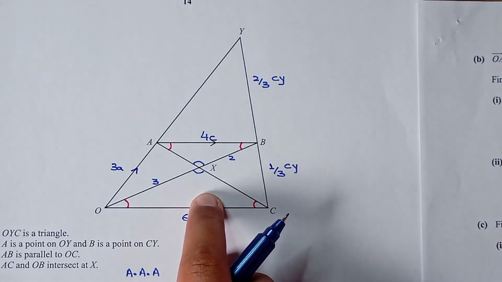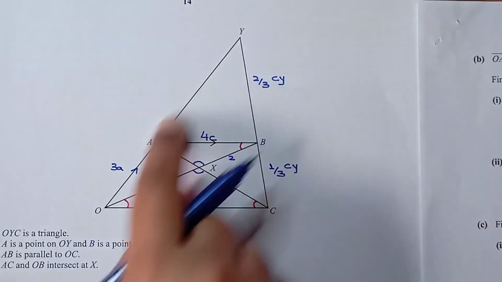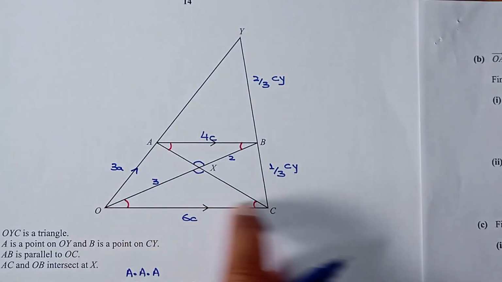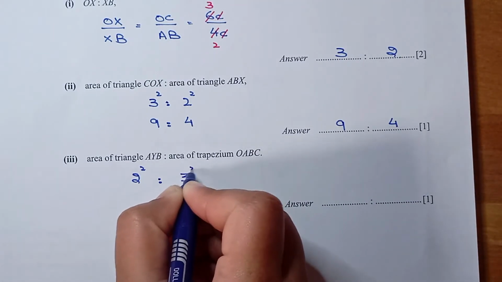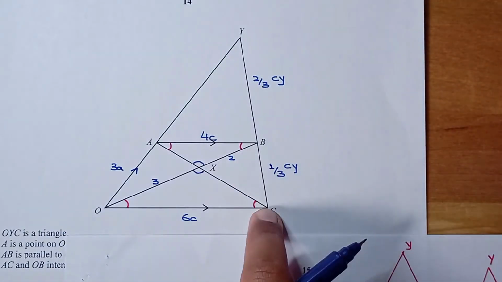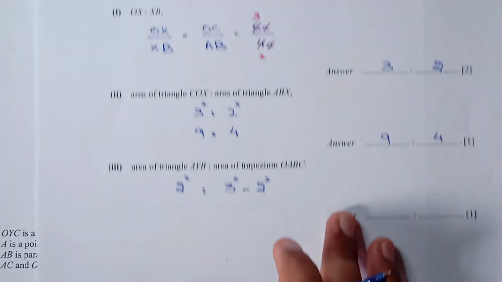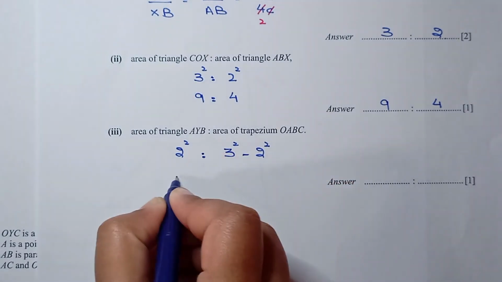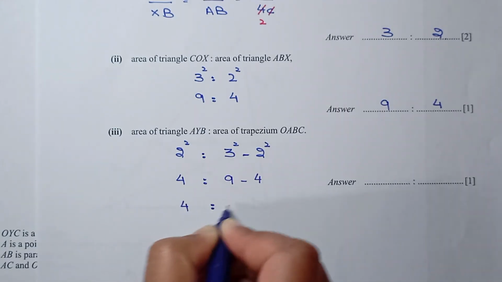This area is basically equal to the area of the bigger triangle OCY minus this smaller triangle. For OCY, what is the side length ratio? This CY, the total length, is 3. So the bigger triangle length is 3, subtracting the smaller, which is 2. Let me explain one more time. For the bigger triangle, the side length CY is in the ratio of 3, and for the smaller triangle, BY is in the ratio of 2. That is why I'm doing 3 squared minus 2 squared. So 2 squared is 4, and we have 9 minus 4. So it is in the ratio of 4:5.